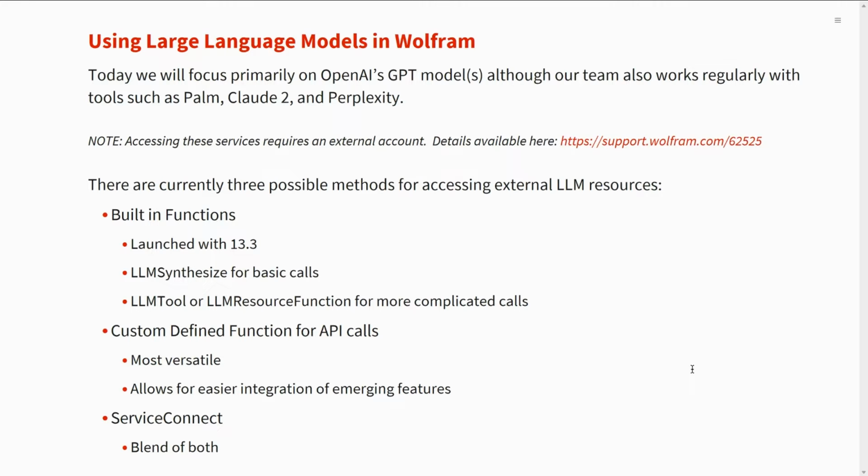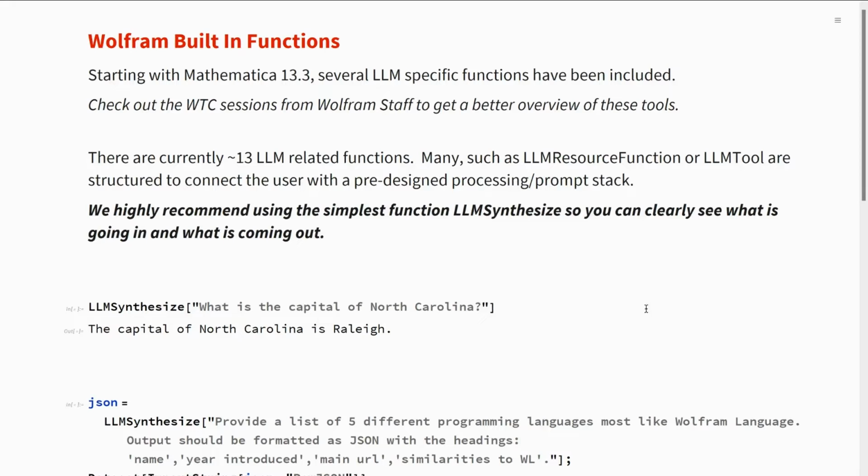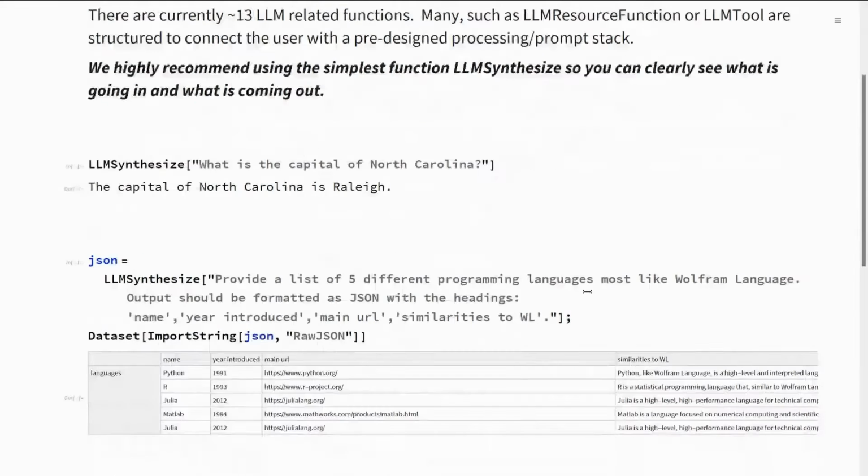But the three ways that you can connect between a large language model and a Wolfram instance are, first, the built-in functions. You're going to be hearing a lot about that if you haven't already here at this year's technology conference. On the other end of the spectrum is custom defined functions that allow you to interact with APIs via call and response. And then a blend between those two would be Service Connect. So, a quick look at how each of those work.